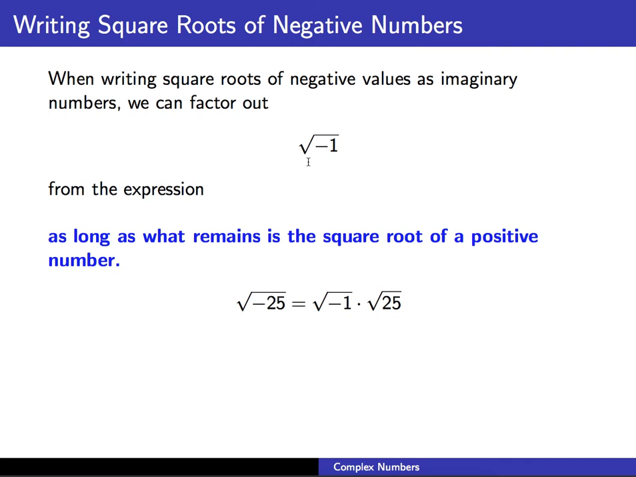So for instance, we have the square root of negative 25. We can write that as the square root of negative 1 times the square root of 25. So we could factor this square root of negative 1 out from the square root of negative 25, because what remains, this square root of 25, is the square root of a positive number. So the square root of negative 1 is i, and the square root of 25 is 5, so we get i times 5, which is 5i. So pretty much you're factoring out the square root of negative 1 and then simplifying the square root that's left over.